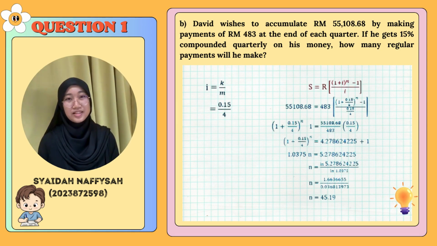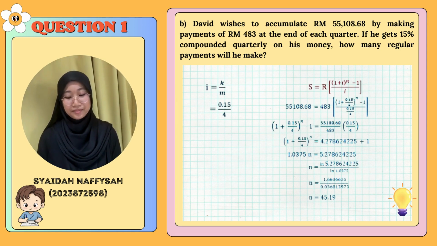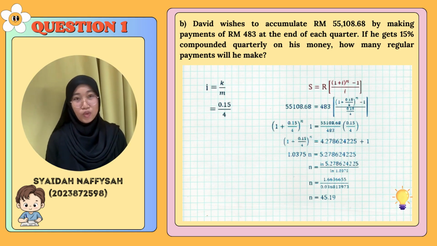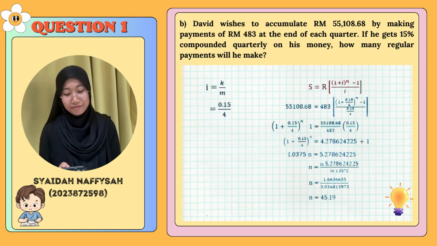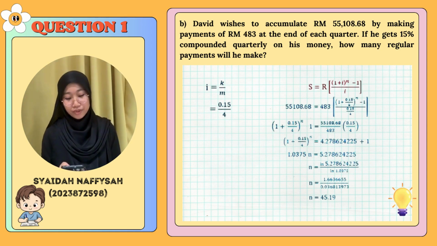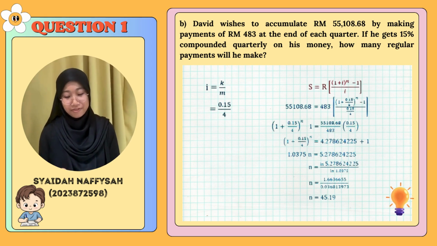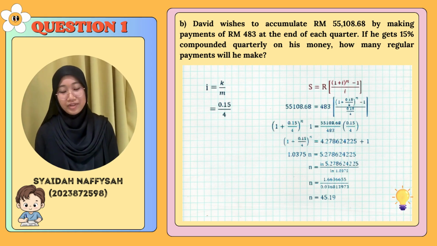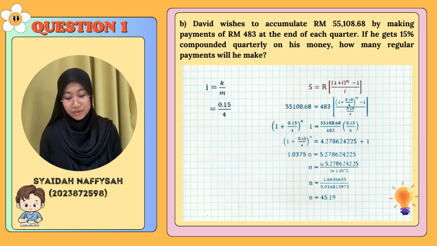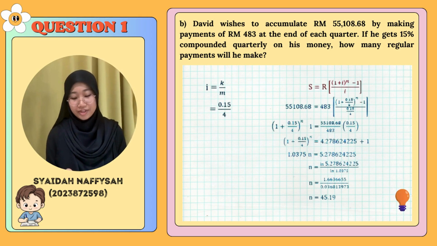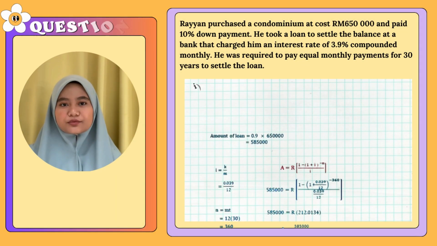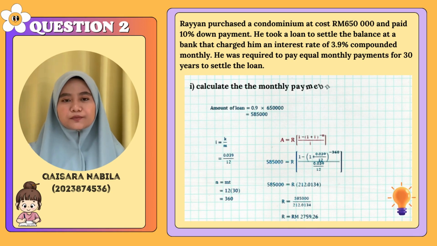So 55108.68 per 483 times 0.0375 plus 1 gives (1 + 0.15/4)^n equals 4.278624225 plus 1, so 1.0375^n equals 5.278624225. n equals ln 5.278624225 per ln 1.0375, equals 1.663665 per 0.03681397, which equals 45.19. So next we will proceed to question 2 part B.